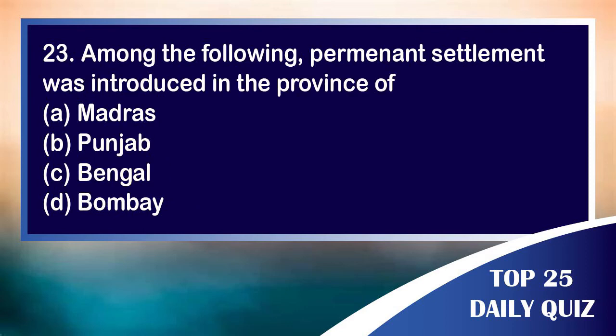Question 23. Among the following, permanent settlement was introduced in the province of option A, Madras. Option B, Punjab. Option C, Bengal. Or option D, Bombay. The correct answer is option B, Punjab.